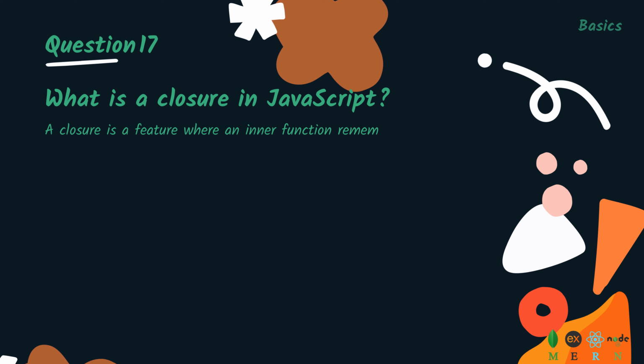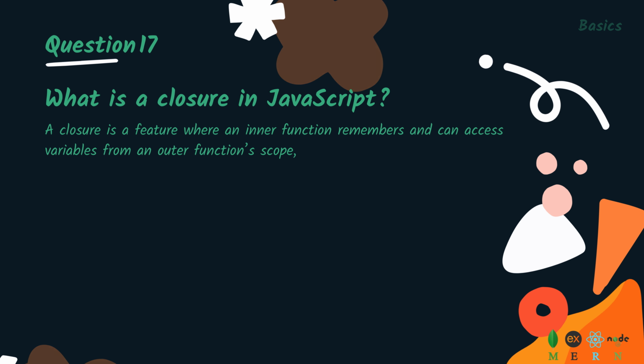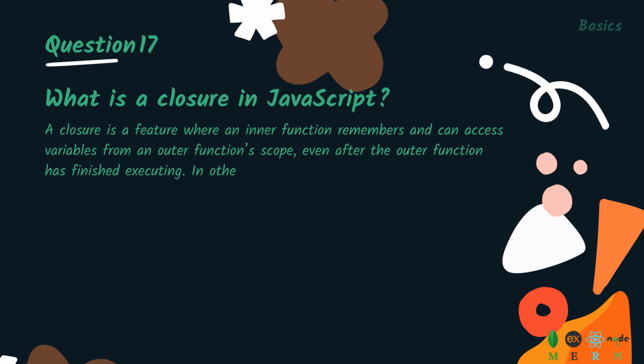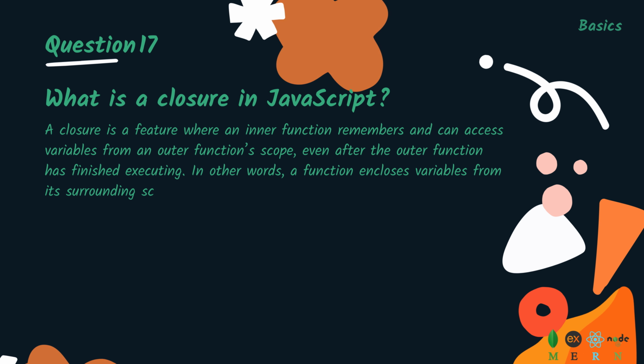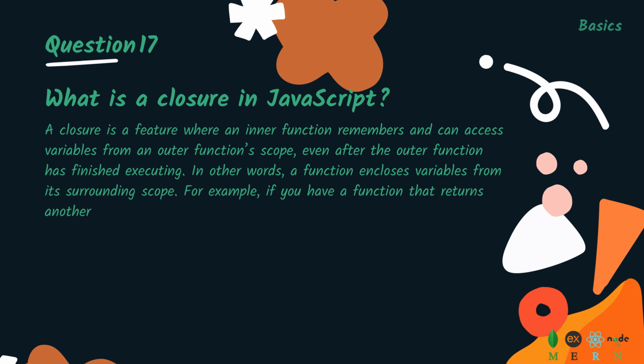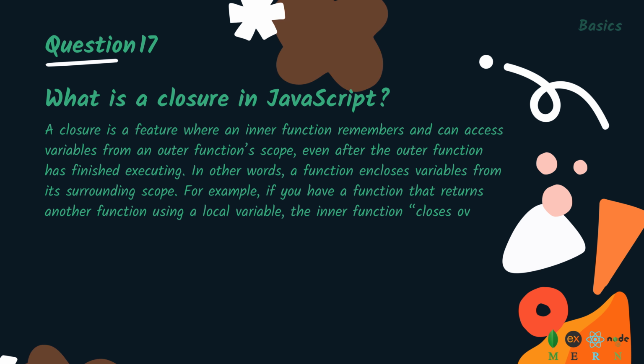What is a closure in JavaScript? A closure is a feature where an inner function remembers and can access variables from an outer function scope even after the outer function has finished executing. In other words, a function encloses variables from its surrounding scope. For example, if you have a function that returns another function using a local variable, the inner function closes over that variable and retains access to it.